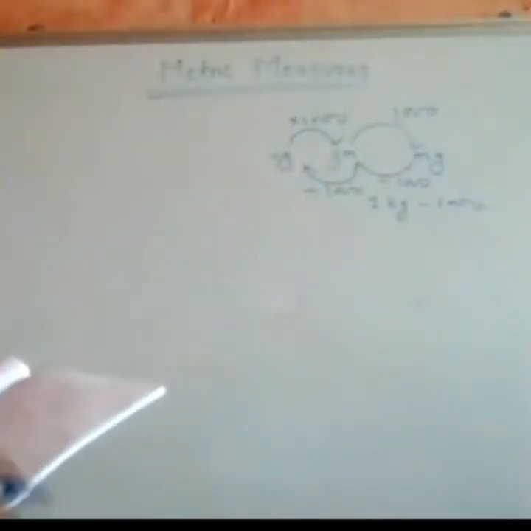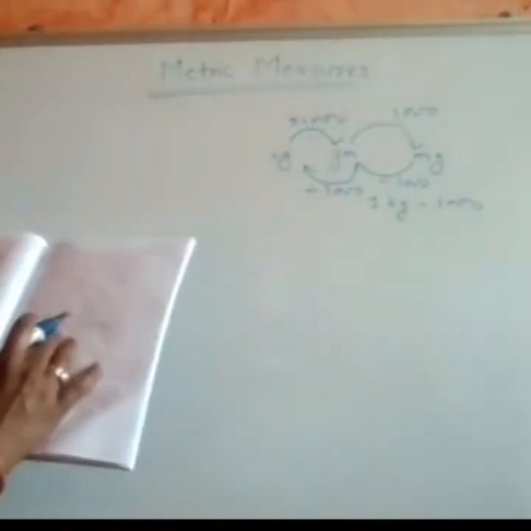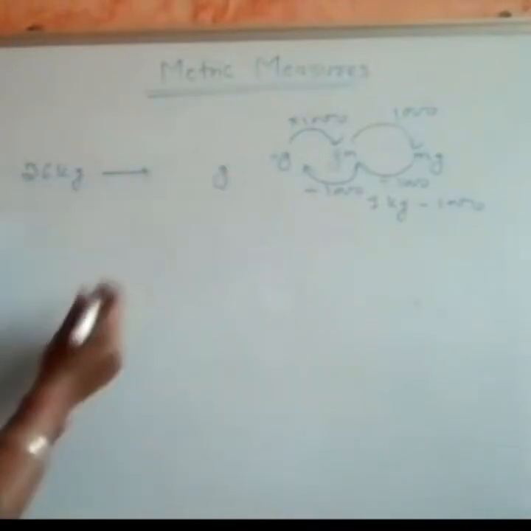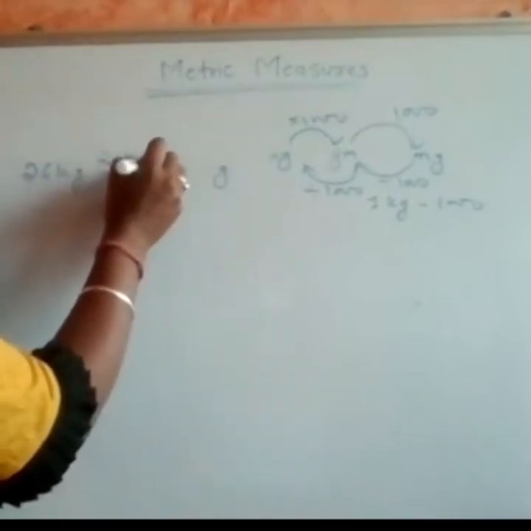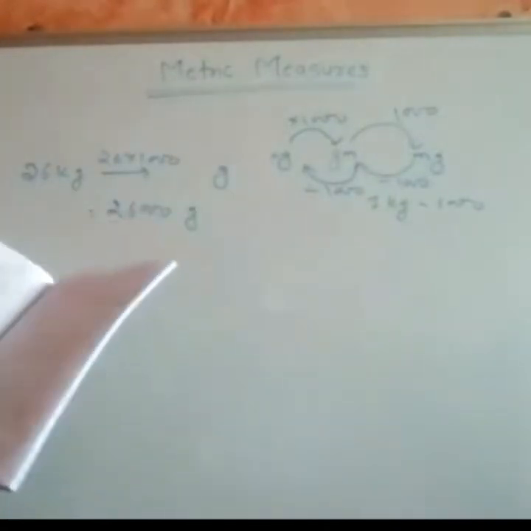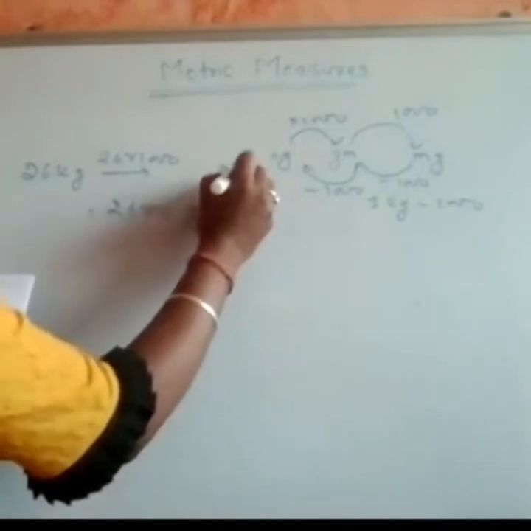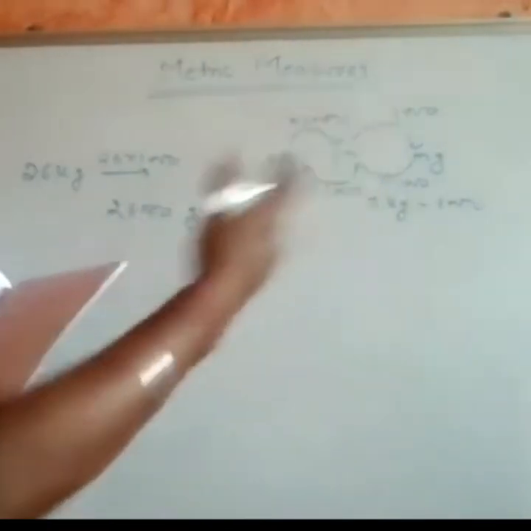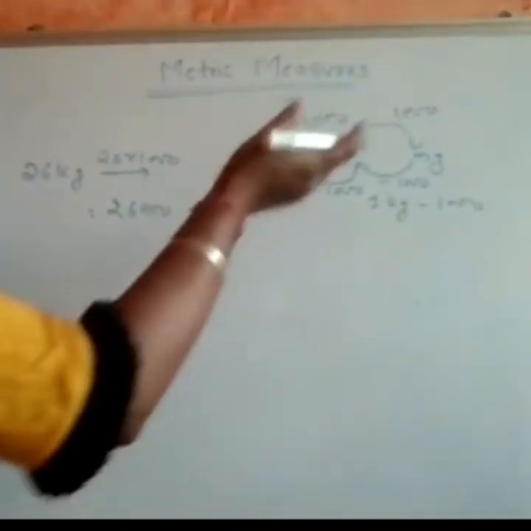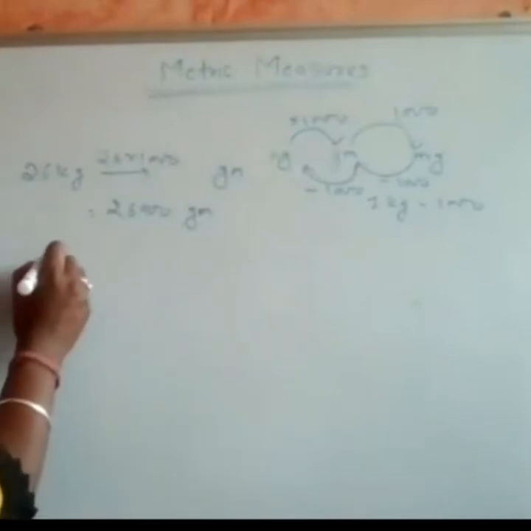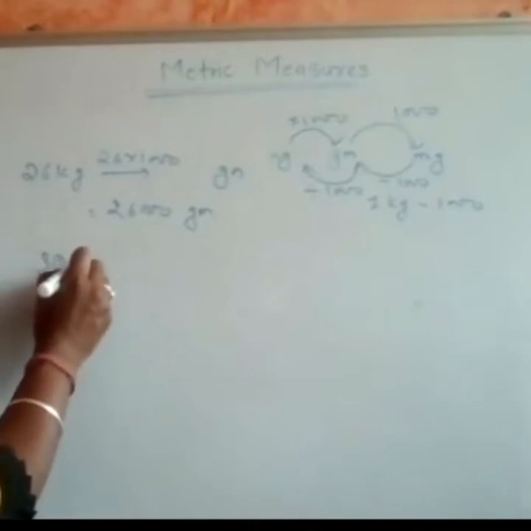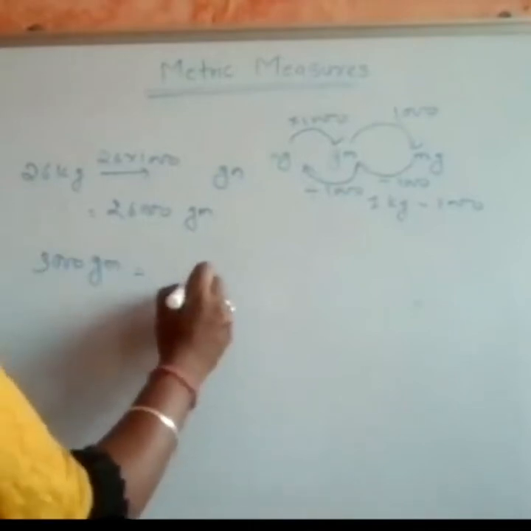So we will solve some questions based on this weight topic. We have to convert 26 kg into gram. We have to just multiply 26 into 1000. So that will be 26,000 gram. Clear? Conversion of higher unit to lower unit. Next, I will be taking an example from lower unit to higher unit, that is from gram to kg. How will we convert gram to kg? Like if we are writing 3000 gram, convert it into kg.